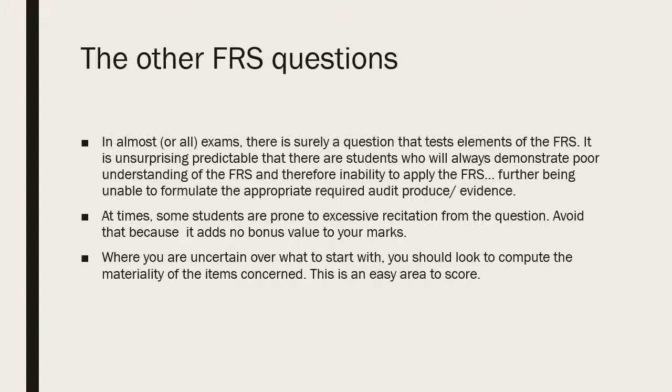When you're uncertain over what to start with, a very simple area to start with is to calculate the materiality of the items concerned. Because if you observe, some questions give you the total revenue and the total assets. These are indications that you have to calculate the materiality. Right? Okay, and obviously, material items may demand more additional audit procedures, more work to be done by the auditor. Now, calculating the materiality of the items concerned is an easy area to score. Now, you should not miss that.